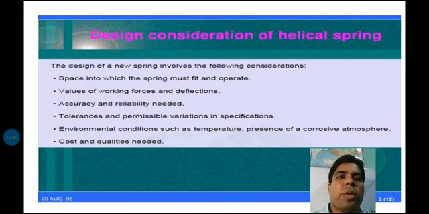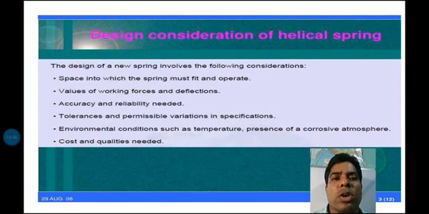Next is environmental conditions such as temperature and presence of a corrosive atmosphere. These can also be considered. If there is more temperature or heating near the spring material, it can be hampered and its life can be reduced. And obviously due to a corrosive atmosphere, temperature, and the total environmental conditions, material life may be reduced.